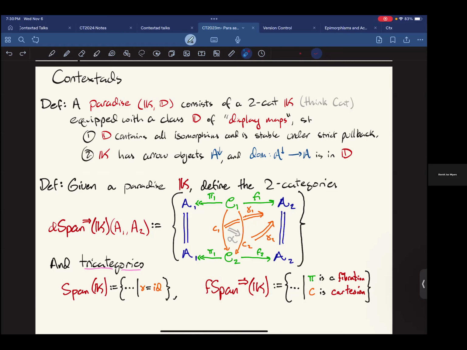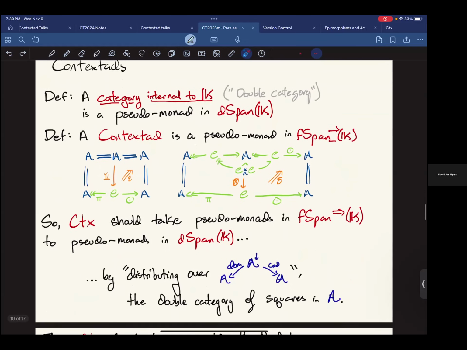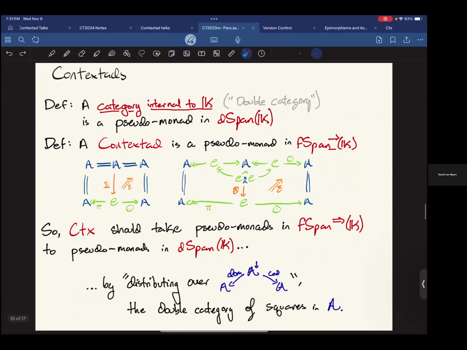Okay, so I'm not going to describe this in great detail. Well, that's not true. I'm going to go ahead and describe it a bit. But let me talk about what a contextad is. I'll finally give you a definition. So a category internal to K, which I'm just going to call a double category. Remember that we're pretending that K is Cat, is a pseudo-monad in the spans, right? We have the strict composition. But a contextad is a pseudo-monad in F span arrow, right? And so they have the structure map here, which I hope is familiar from a few slides back.